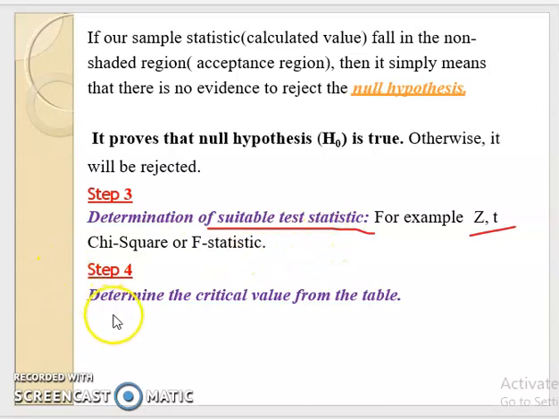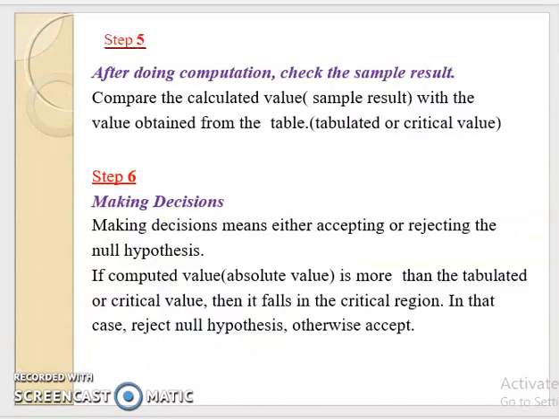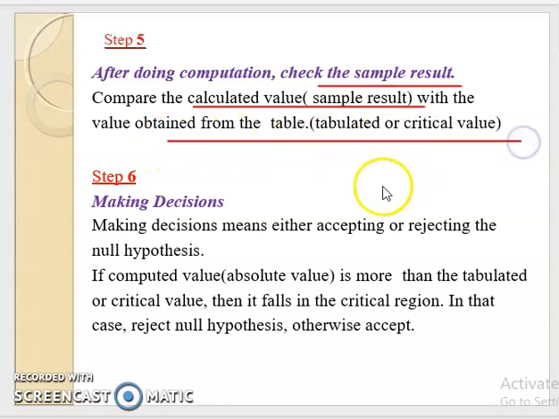And the fourth step is that we'll be determining the critical value from the table. There is a table value in your logarithm table book, and that gives a critical value, and we'll compare the test statistic with the critical value. After doing the computation, they check the sample result, then they compare the calculated value, that is the sample result, with the tabulated or the critical value.